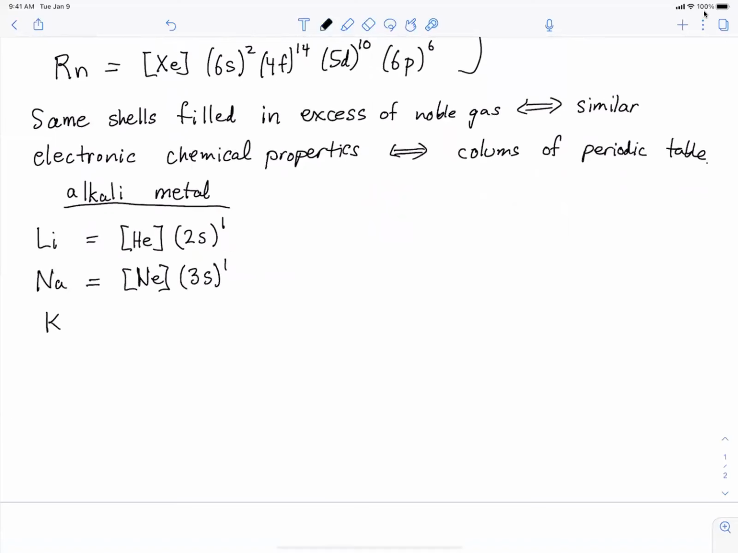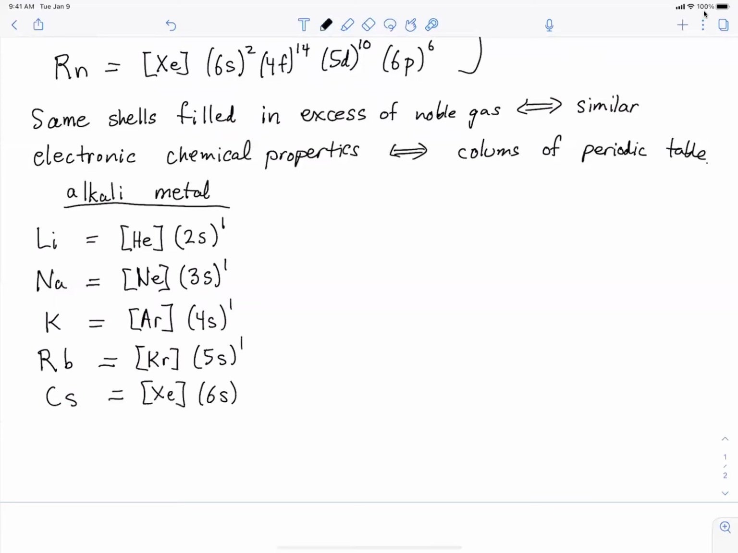And so the pattern continues. For potassium, you take argon and you add a single 4s electron. For rubidium, that's krypton configuration plus a 5s. For cesium, it's the xenon configuration, and then you add a 6s. And francium is radon plus a 7s.